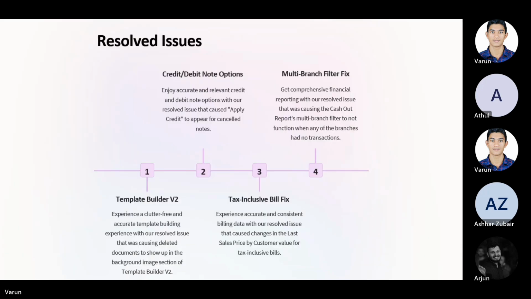The next one and the final one was the multi-branch filter fix. This was a very small thing, a very minor thing. So with our resolved issue, you get comprehensive financial reporting. The issue was causing the cash out report's multi-branch filter to not function when any of the branches had no transaction.